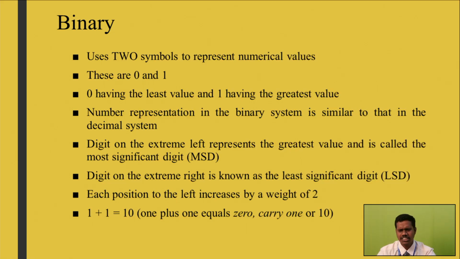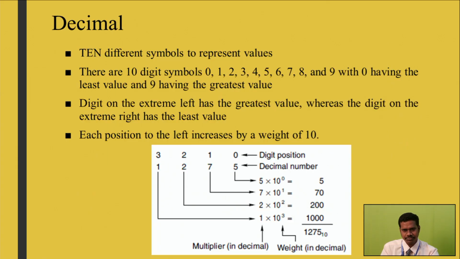So the MSD is in the leftmost end and the LSD is in the rightmost end. Here the position weightage is given in powers of 2, which means the rightmost digit has the weightage 2 power 0, and the next symbol on the left side has the weightage 2 power 1. Likewise the digit weightages will continue.